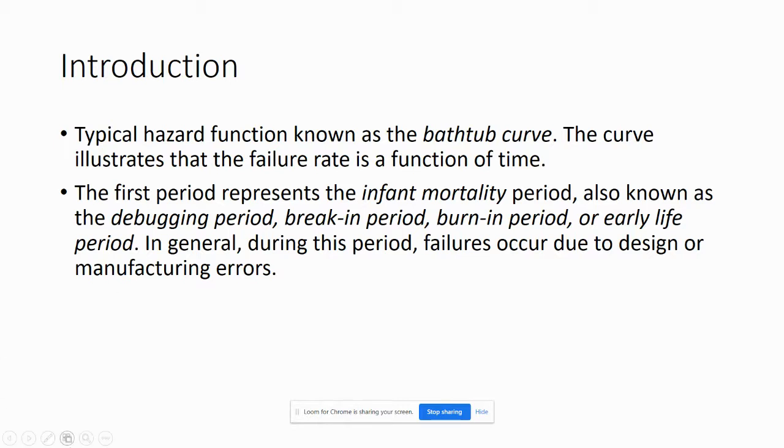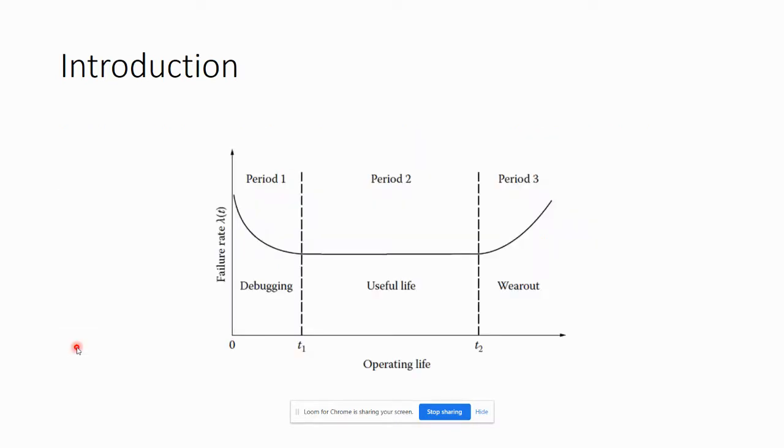So generally speaking, any component follows the bathtub curve, right? The bathtub curve is given over here. For any component, when we first roll out a design or system, it goes through the first period, which we call the debugging period. In the debugging period, we aim to reduce the failure rate of the component as much as possible.